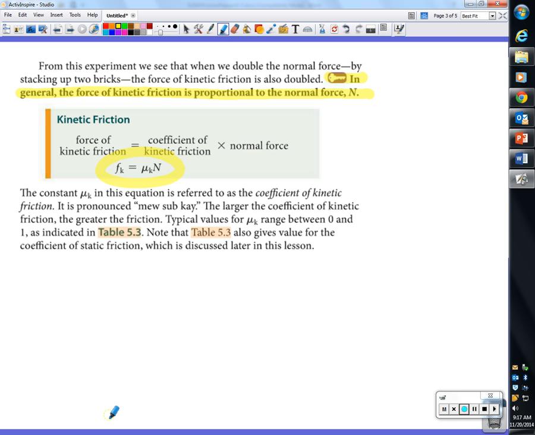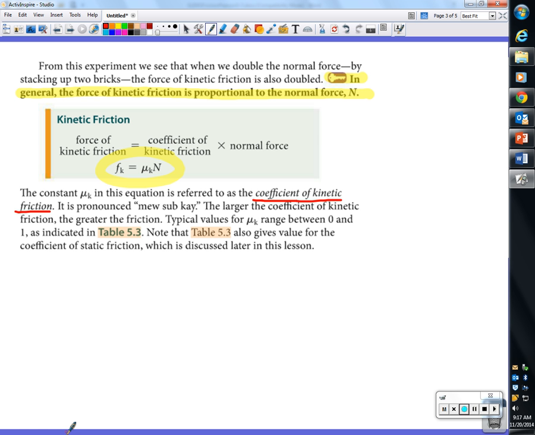That third term is something that we refer to as the coefficient of kinetic friction. While the normal force and the frictional force are directly proportional to each other, the surface that they are on plays a role as well. The coefficient of kinetic friction tells us about the surfaces that are involved.